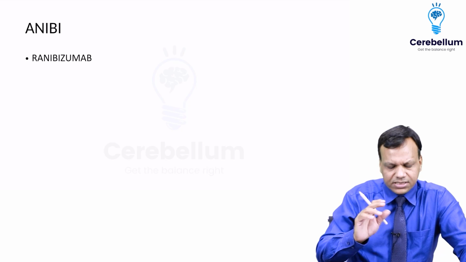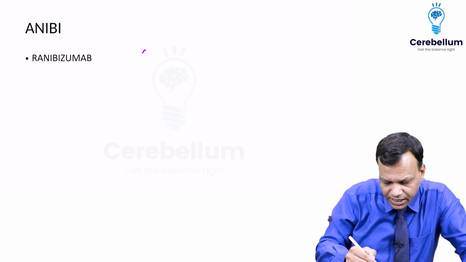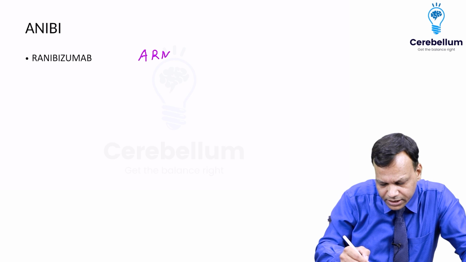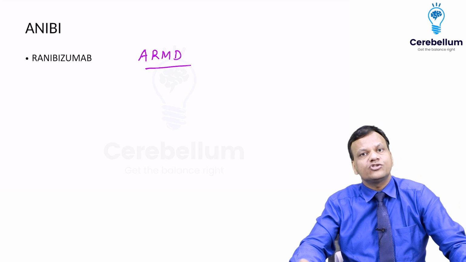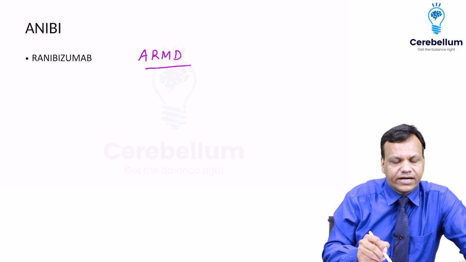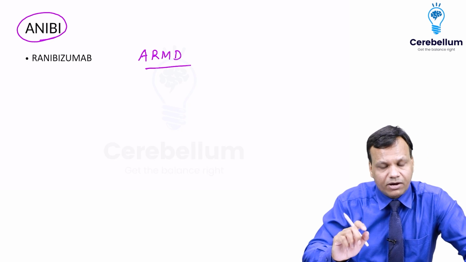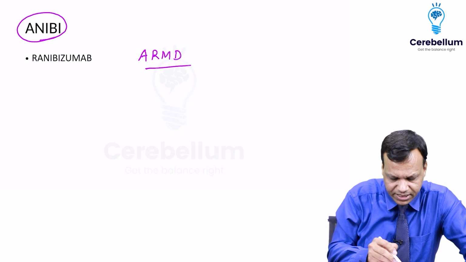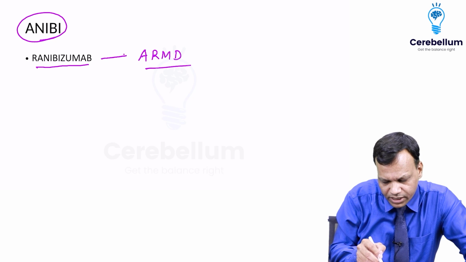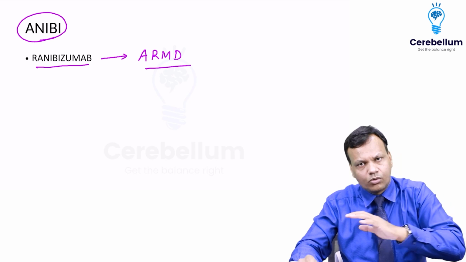NEB, these are the drugs which are used for age-related macular degeneration. Nemezumab is against age-related macular degeneration. NEB is for macular degeneration, age-related macular degeneration, neovascularization basically. So ranibizumab is used for ARMD. Again, no need to remember.